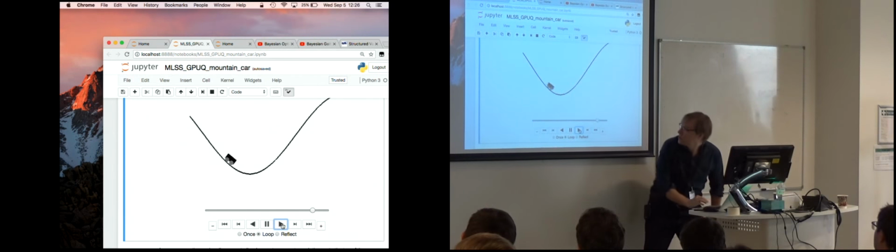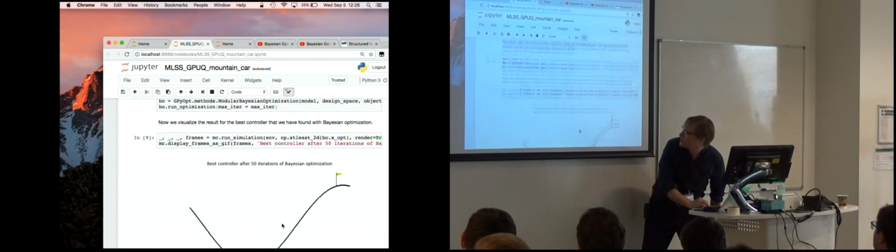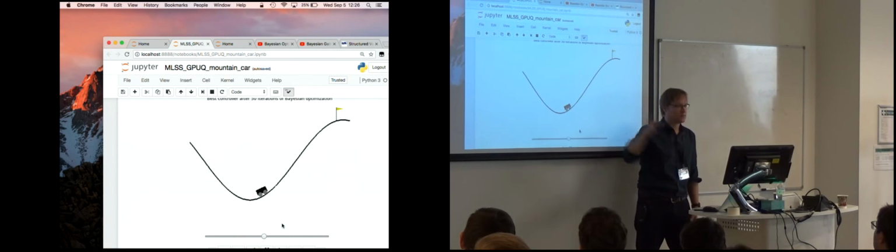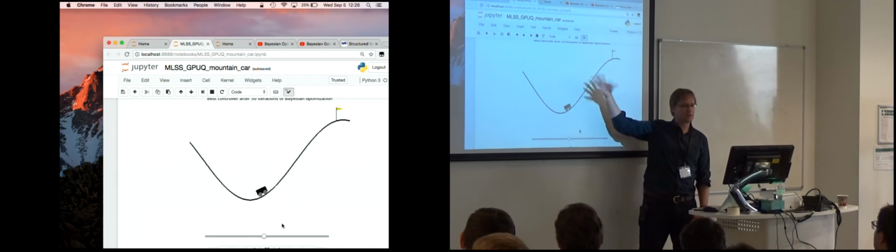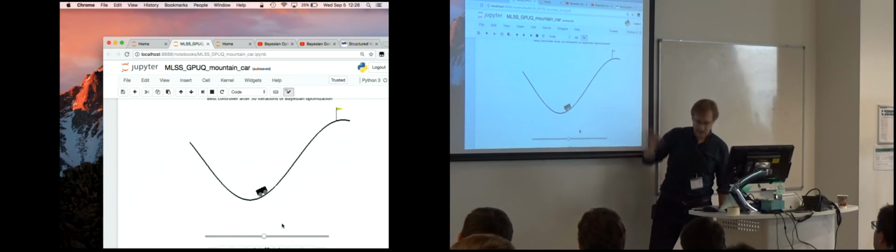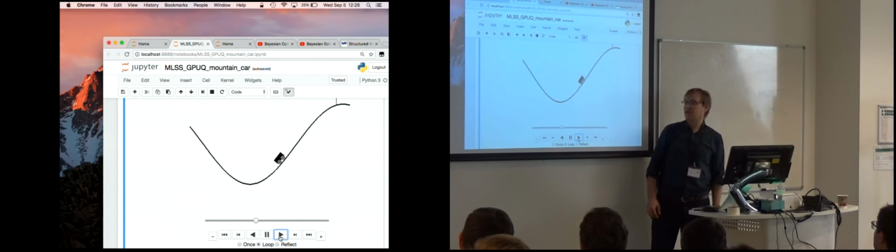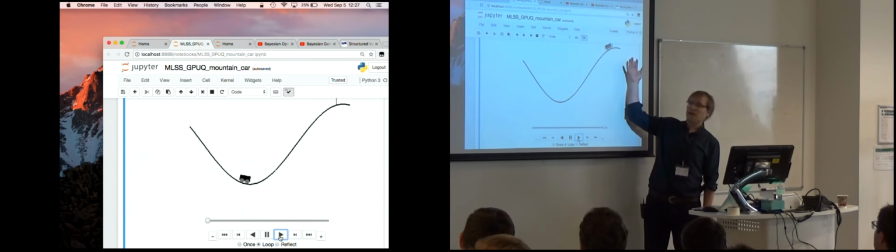But now, look what happened if I use Bayesian optimization. So you are going to be using GPyOpt in the afternoon. This is GPyOpt code that I use to solve this reinforcement problem. The only thing I do is optimize the parameters of my policy after 50 evaluations of the reward that I got in that episode, right?